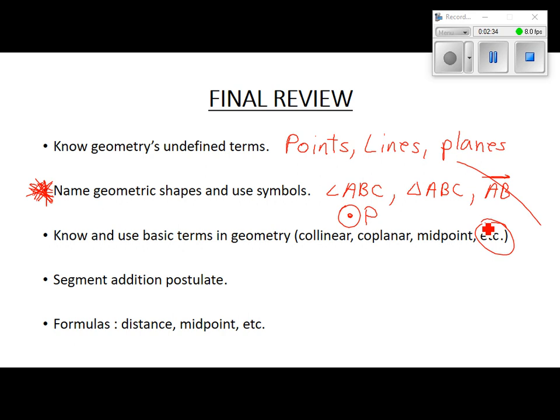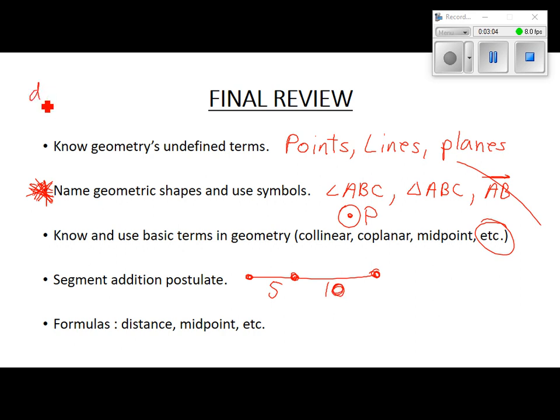Segment addition postulate. How long is that segment? You can read my numbers. 15, that's all segment addition postulate is. Midpoint, distance formula. Do we want to write those down again? No? Think you can remember them? They're on the board there, right?